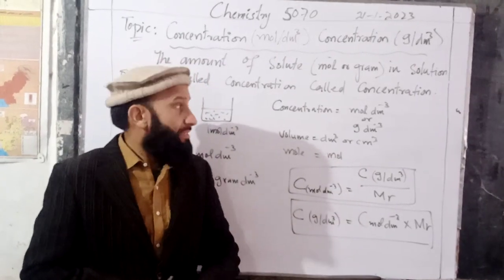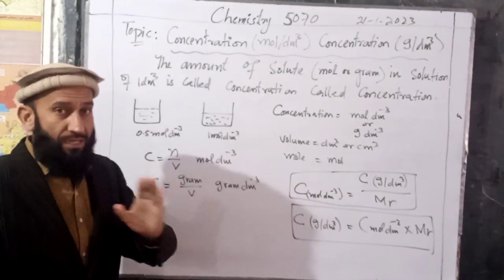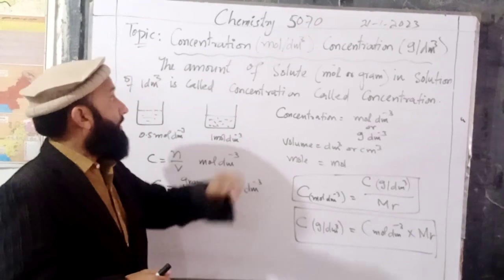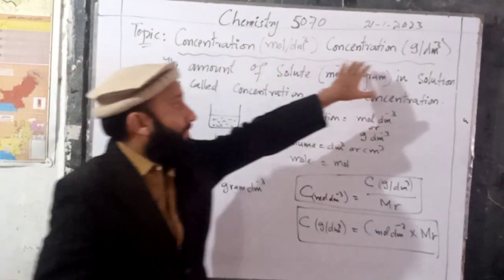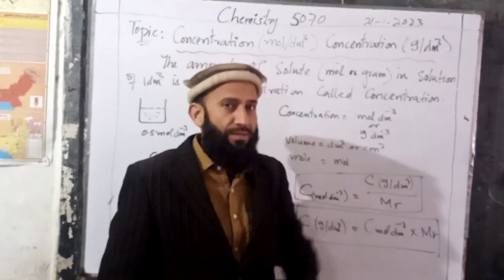So today we will discuss the concentration. There are two types of concentration representation. One is mole per dm cube and one is gram per dm cube. These are the two types of concentration.